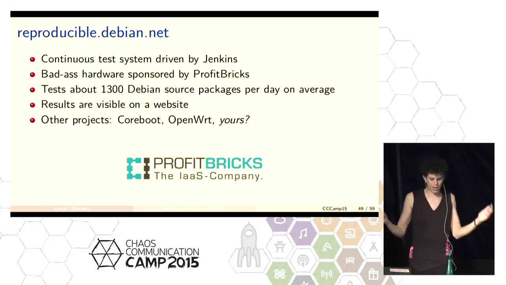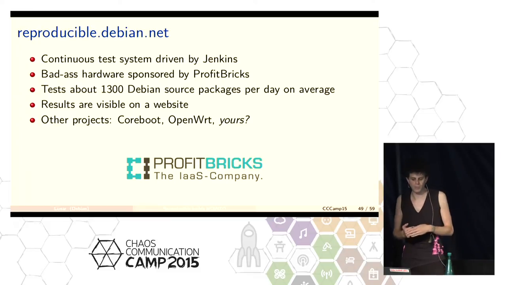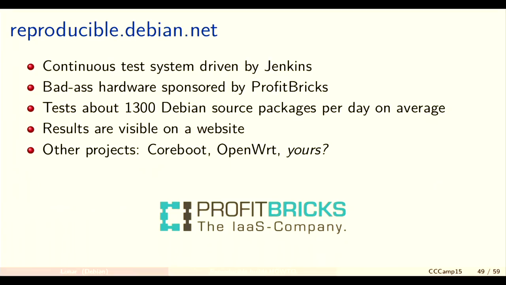We set up a continuous test system driven by Jenkins. This is the work of Holger Levsen, and now also helped by Mattia Rizzolo. It's driven by Jenkins. Huge thanks to ProfitBricks, because this is a crazy machine that can test 1,300 Debian packages a day. It's actually building every package twice and then comparing the results. So serious horsepower.